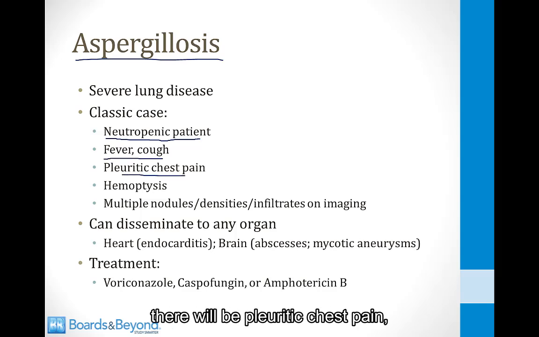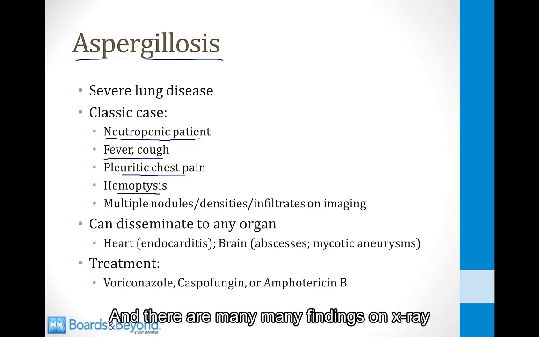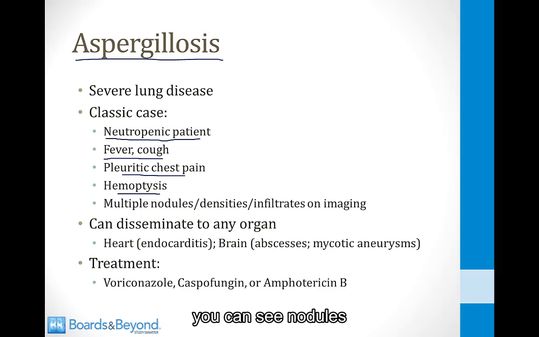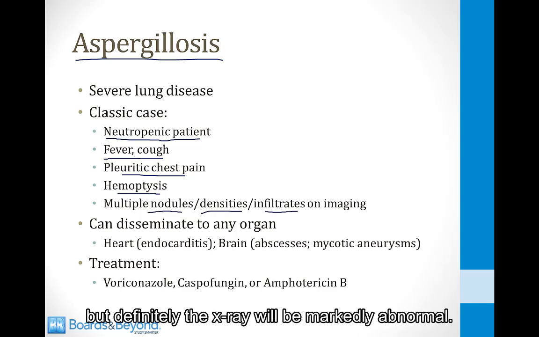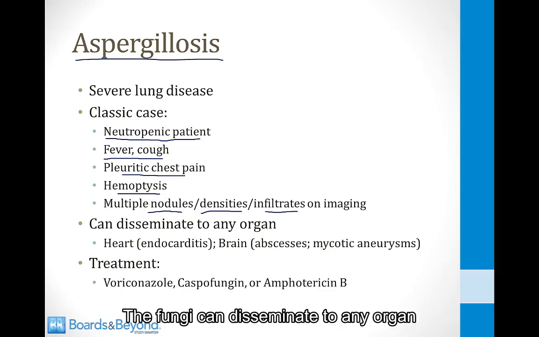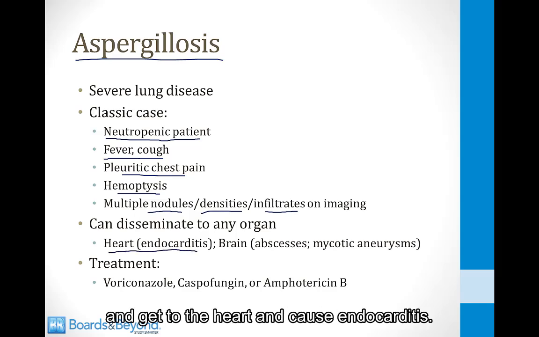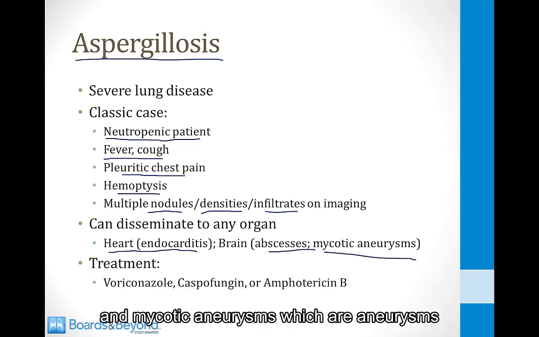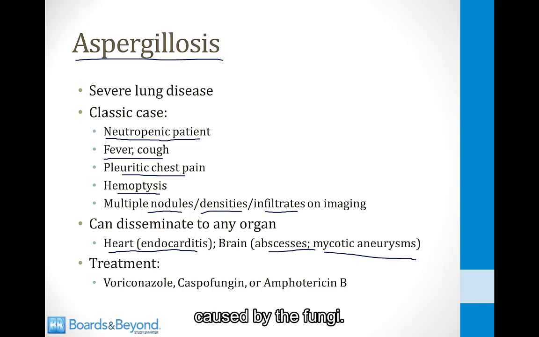There will be pleuritic chest pain, there will be hemoptysis, and there are many, many findings on X-ray. You can see nodules and densities and infiltrates, but definitely the X-ray will be markedly abnormal. The fungi can disseminate to any organ, so it can spread to the bloodstream and get to the heart and cause endocarditis. It can get to the brain and cause abscesses and mycotic aneurysms, which are aneurysms caused by the fungi.